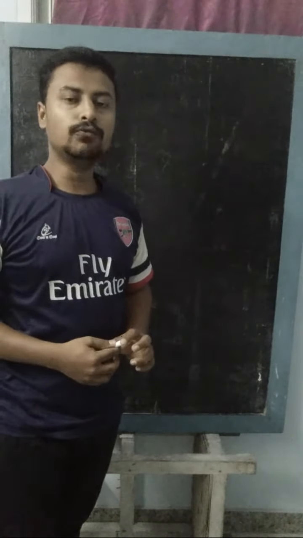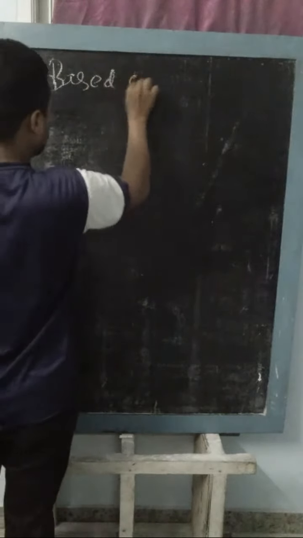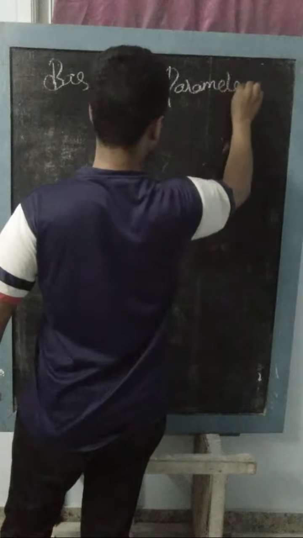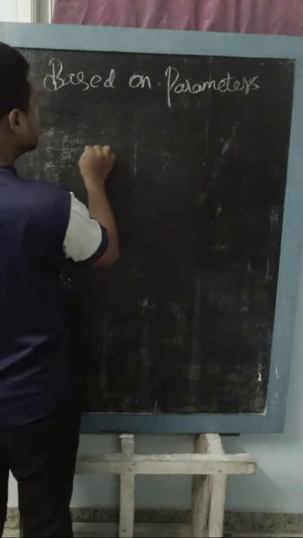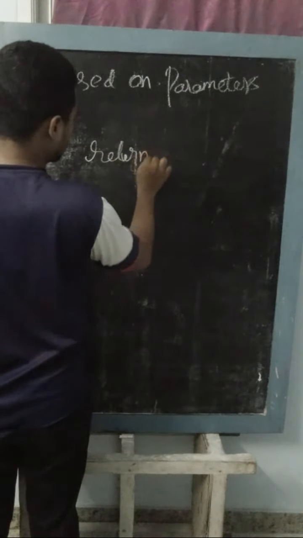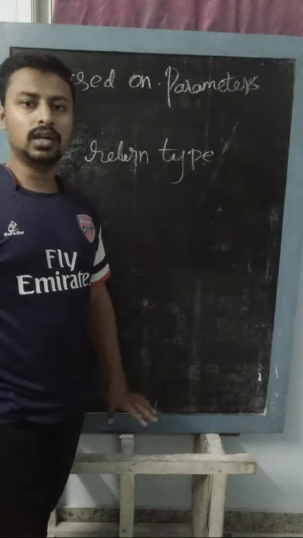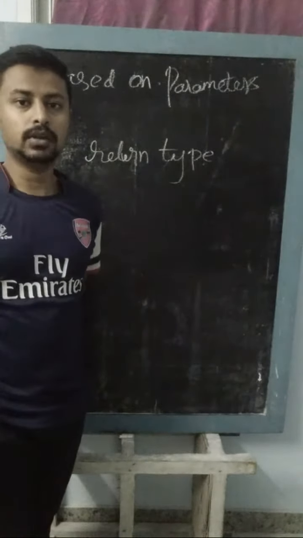Last class, on Saturday, we discussed the functions topic, right? There are 4 types of functions, based on parameters and based on return type. Based on return type and parameter, we are dividing the function into 4 categories.